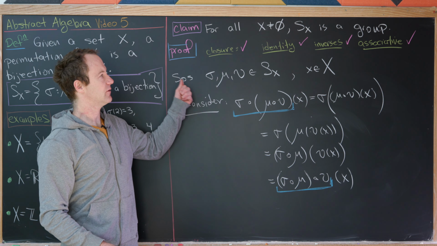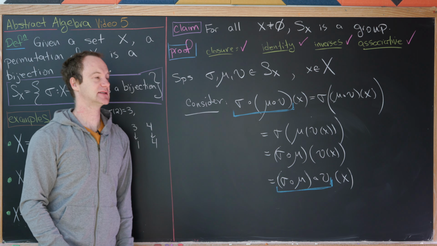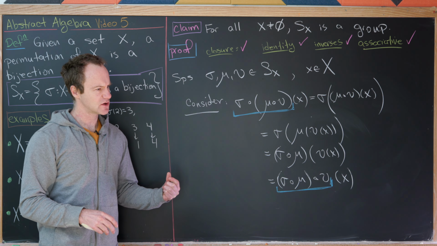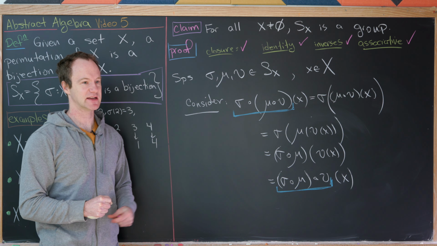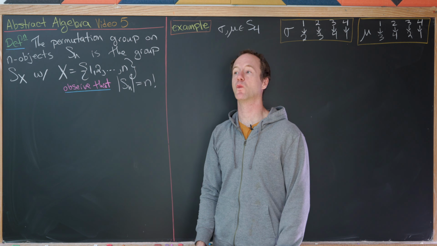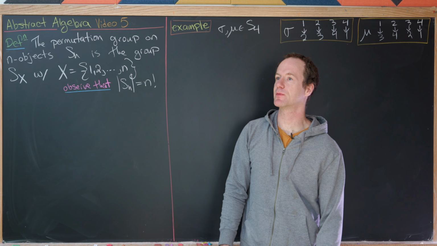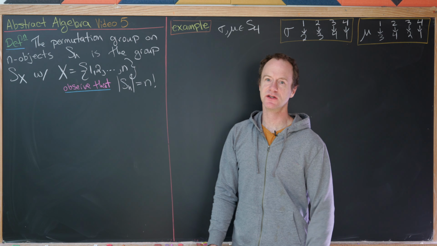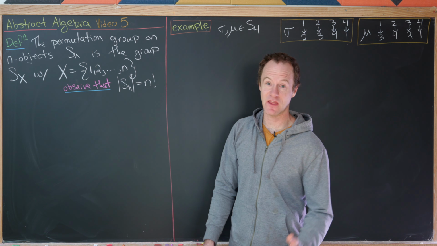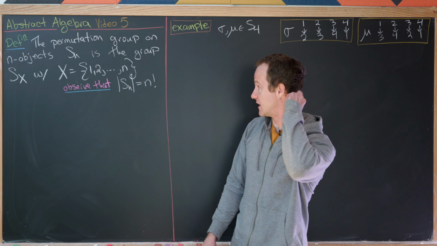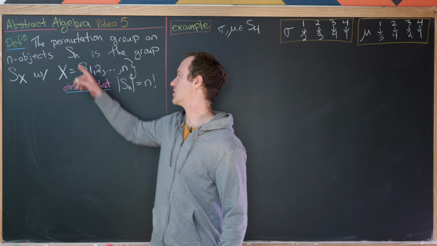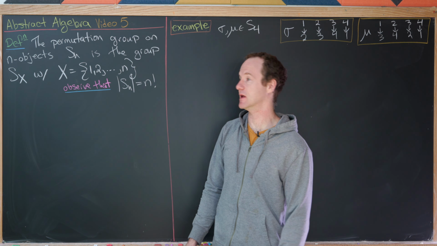Which means we've proven the 4 main axioms for Sx to be a group, so that's great. We've got a new example of a group. Now, let's look at some special examples of Sx where x is a nice set. Probably the most widely studied permutation group is the one where you take x to be the set containing 1, 2, 3, 4 up to n. In that case, you call this the permutation group on n objects, and you denote it by S underscore n. You read that as S n.